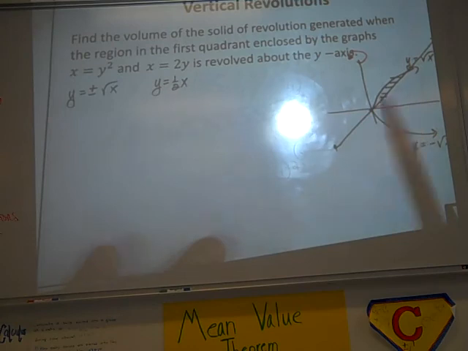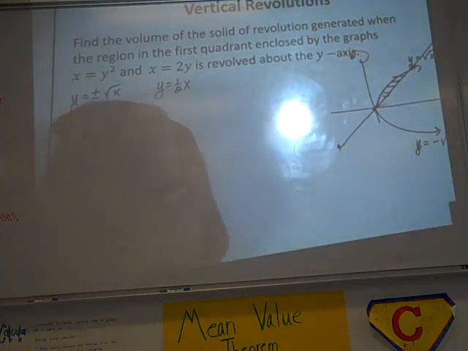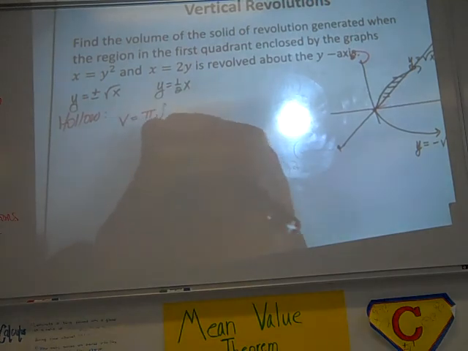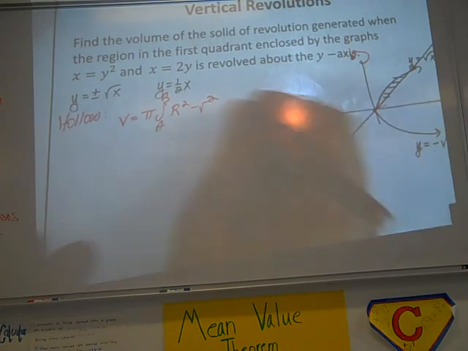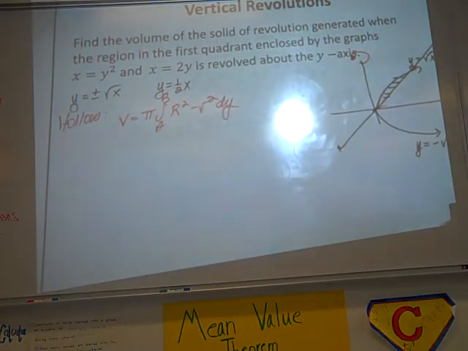What that's going to generate is a hollow object. Because it's hollow, we know it's pi. There's going to be an integral from some point to some point. Big R squared minus little r squared, but it's a dy integral.